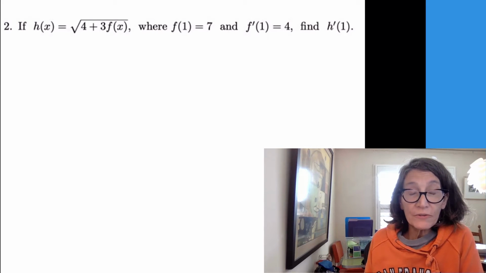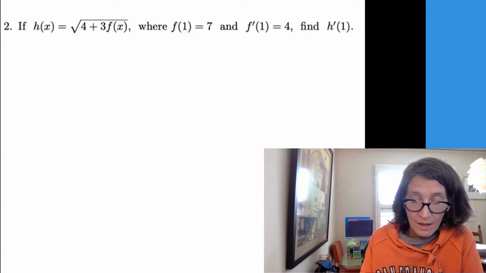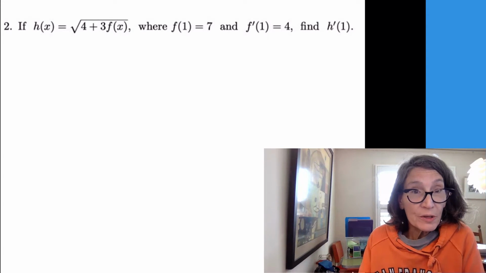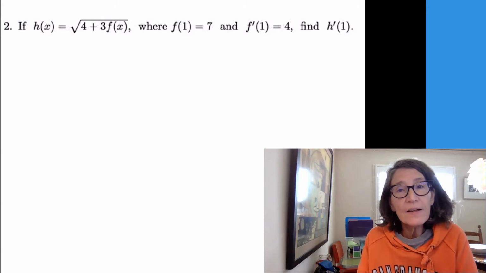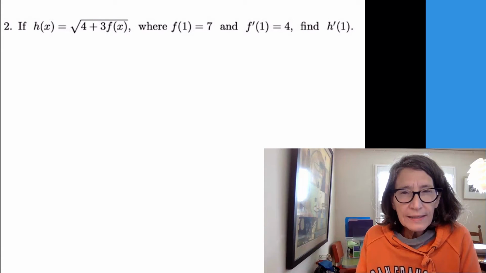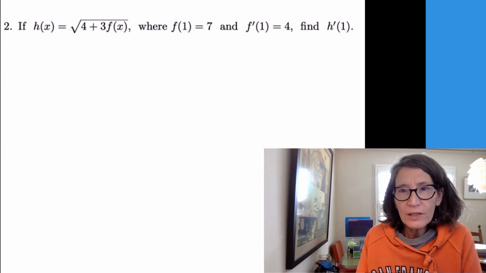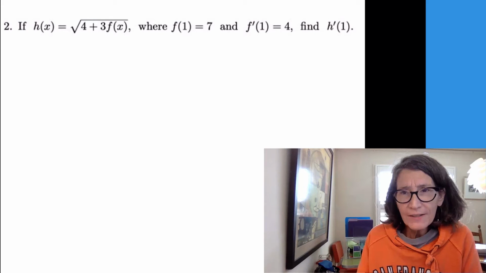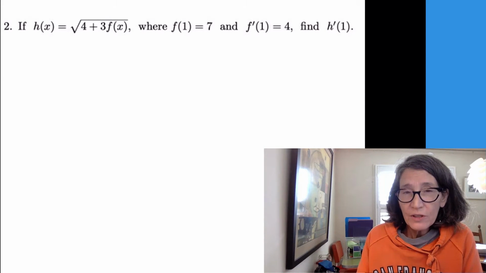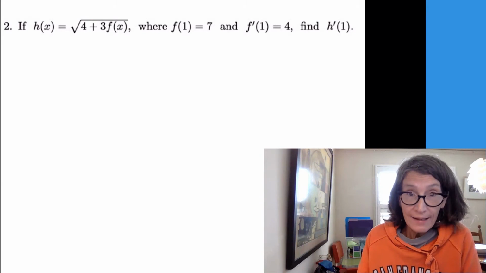In this video, we're going to do a few of those problems from the worksheet we have in class. The first one we're going to do is number 2. It says h of x is the square root of 4 plus 3 times f of x. And f of 1 is 7, f prime of 1 is 4, and we're asked to find h prime of 1.